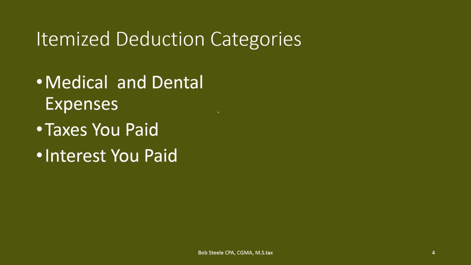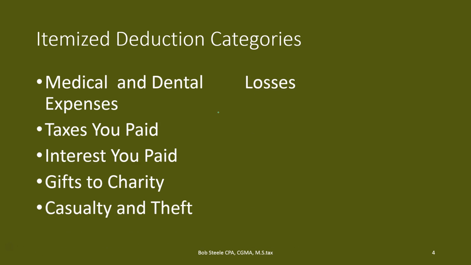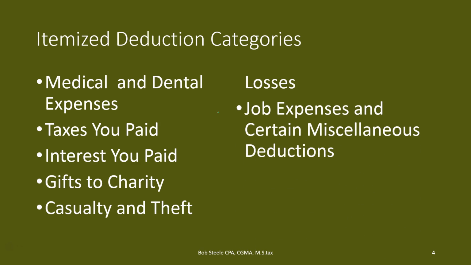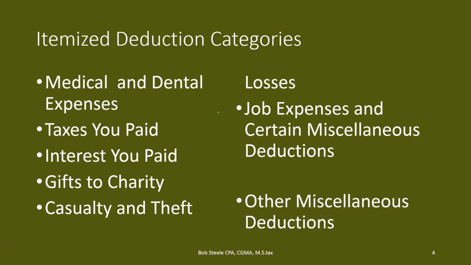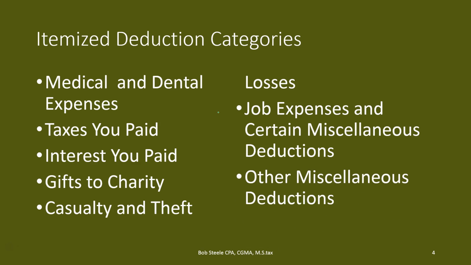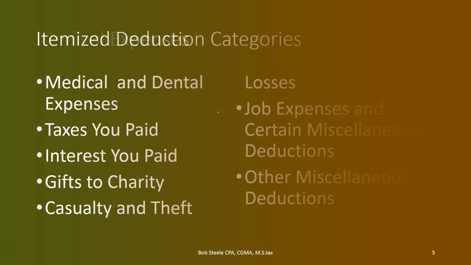We have interest you paid, so that's going to be a category on the Schedule A of deductions for itemized deductions, gifts and charity. Then we have casualty and theft losses is an itemized deduction category, and job expenses and certain miscellaneous deductions. So the job expenses and other kind of random miscellaneous items, and other miscellaneous deductions. Okay, so we'll start off going down this list.